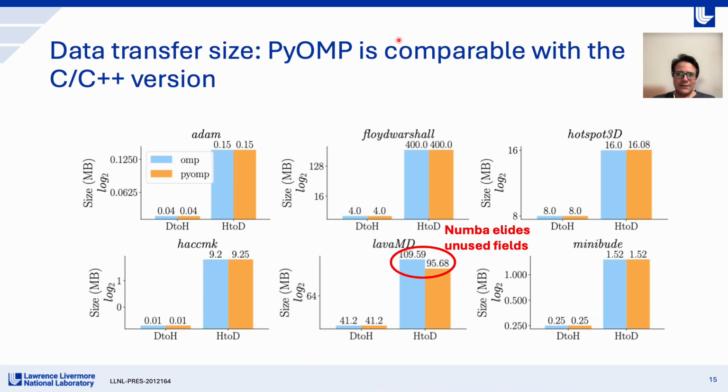We next contrast data transfer size between the host and the device. C++ mainly transfers data from bare pointers, whereas in PyOMP we also transfer metadata for data containers. For example, the shape and stride of NumPy arrays. We notice that those metadata are too little to make a difference, and the size of transferred data in both versions is comparable. Interestingly, in one case, LavaMD, we even found that PyOMP transfers less data by avoiding transferring unused fields from a structure of arrays in the target region.